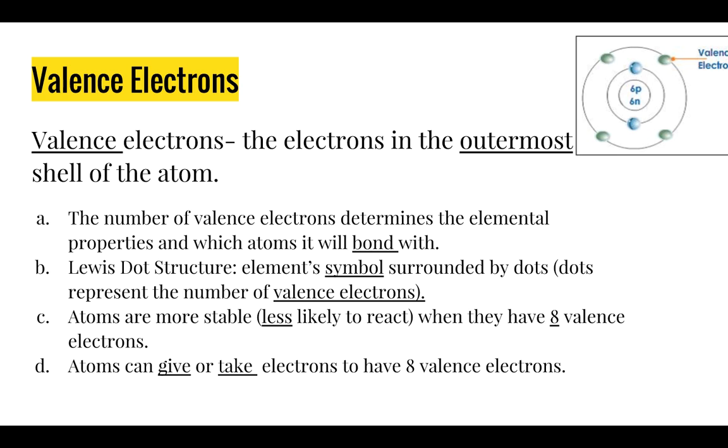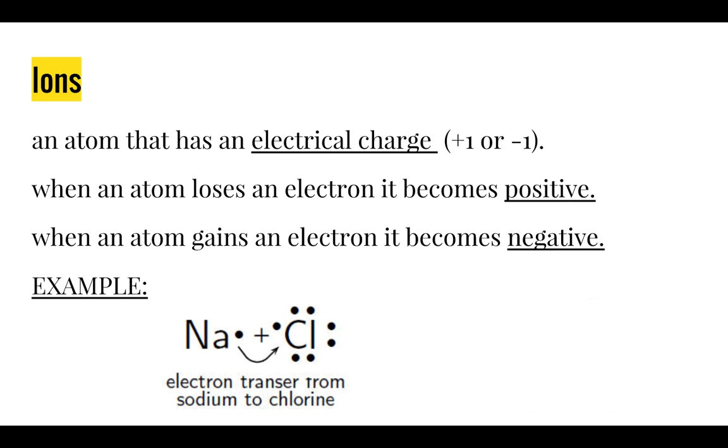Remember, we made Lewis dot structures where we put the element symbol surrounded by dots to represent the number of valence electrons. We use the groups on the periodic table to determine how many valence electrons the element has. Atoms are more stable, or, put another way, less likely to react when they have 8 valence electrons in their outermost ring. Atoms can give or take electrons to have those 8 valence electrons to become more stable.